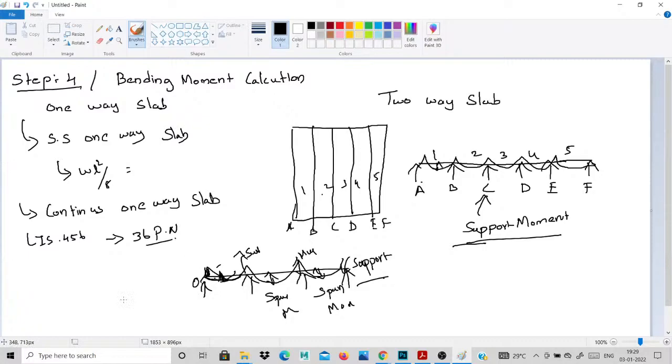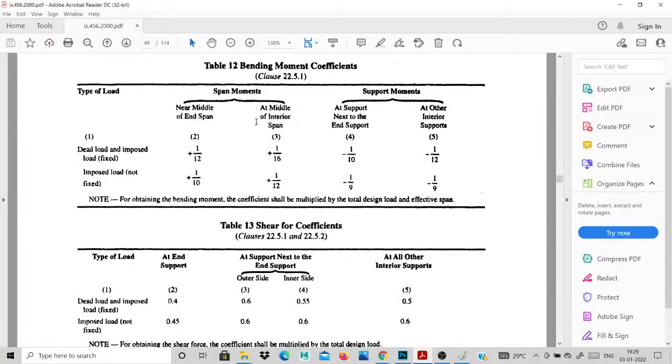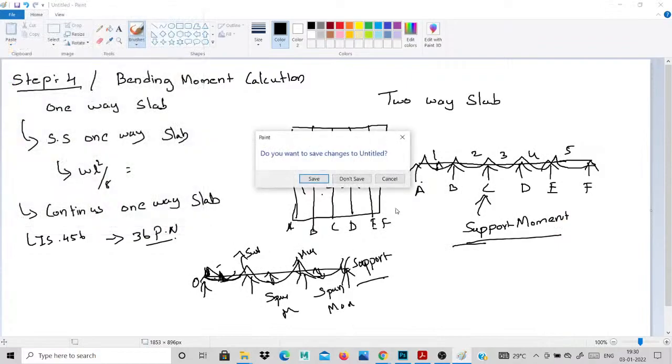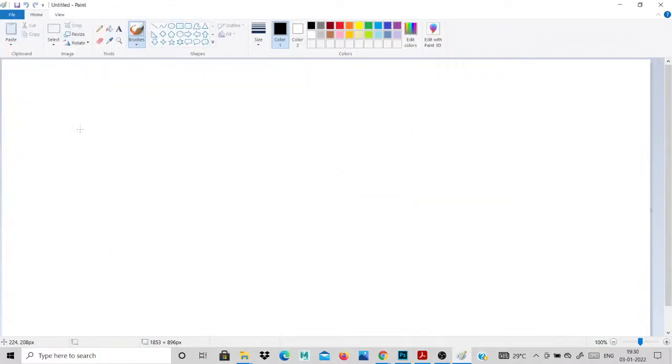Another method: this is our IS 456. The mid span and interior span. This is the next to end support. This is the interior support. Then how to calculate it? Go for your formula. The first step, I simply draw this: 1, 2, 3, 4, A, B, C, D, E, F.